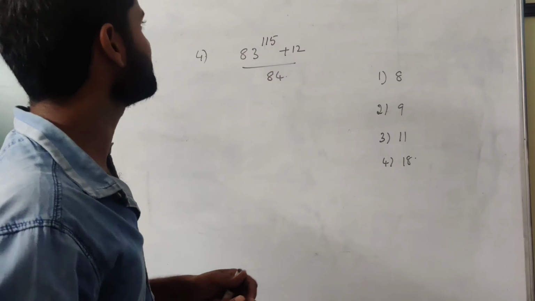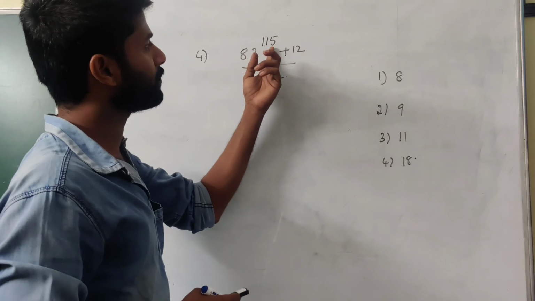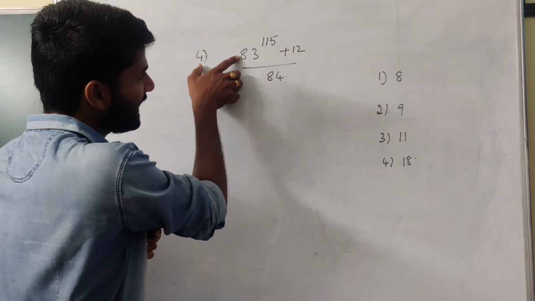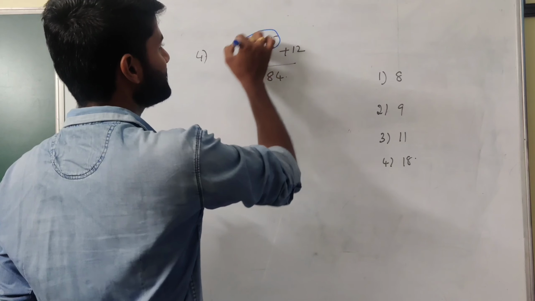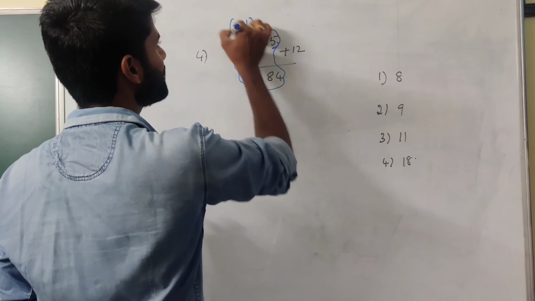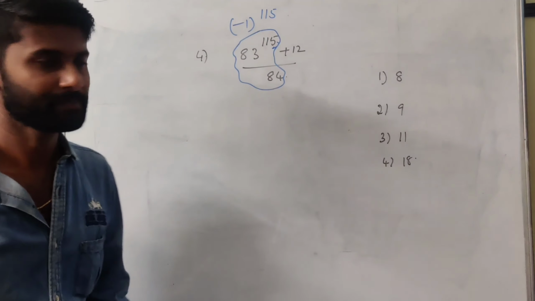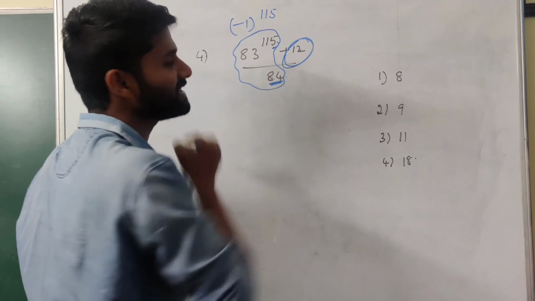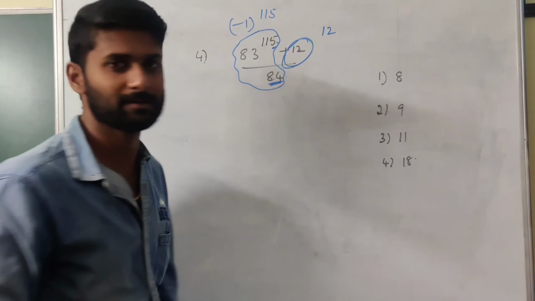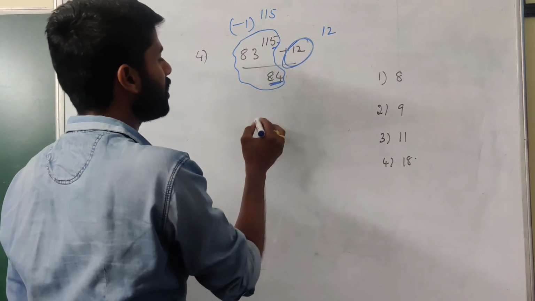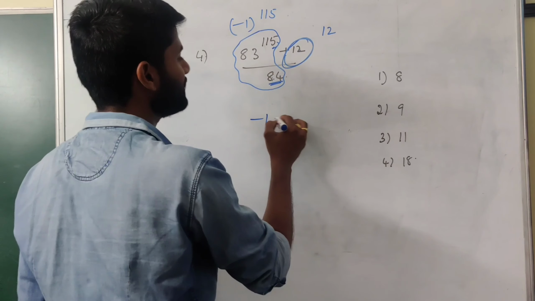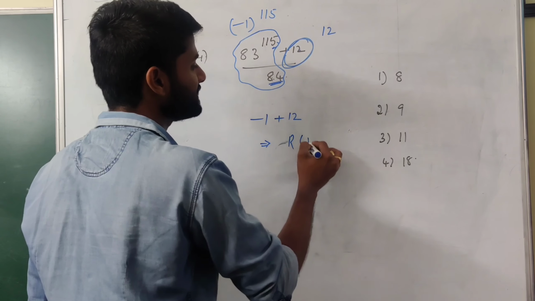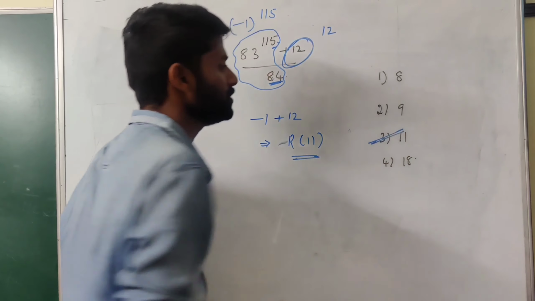Let's see the next question. (83)^115 plus 12 divisible by 84. See, dividing in the normal way, 83 divisible by 84, from this calculation we get (-1)^115. And 12 divisible by 84: if the numerator is less than the denominator, 12 is still the remainder. And minus 1 whole power odd, we get remainder minus 1. Again, we are left with plus 12. So minus 1 plus 12 is exactly equal to 11, the remainder. So the option is equal to 11.